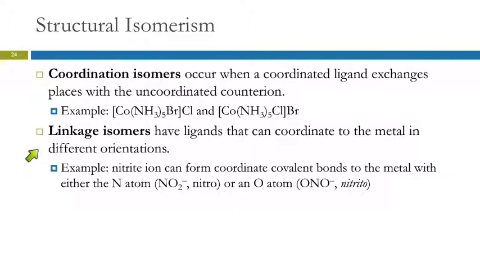Okay, linkage isomers. Here we have the same ligands, but some of the ligands are hooked up differently. Some ligands can coordinate using more than one atom. An example of this is the nitrite ion. It can coordinate with the nitrogen's lone pair, making the coordinate covalent bond with the metal ion, or with one of the oxygens, because the oxygens have lone pairs too. So it can be attached by the nitrogen or by the oxygen. The chemical formula would be the same, but it's combined differently, and it's not exactly the same molecule, so they are isomers. These have separate names. If the nitrogen is attached, it's called nitro, and if the oxygen is attached, it's called nitrito.